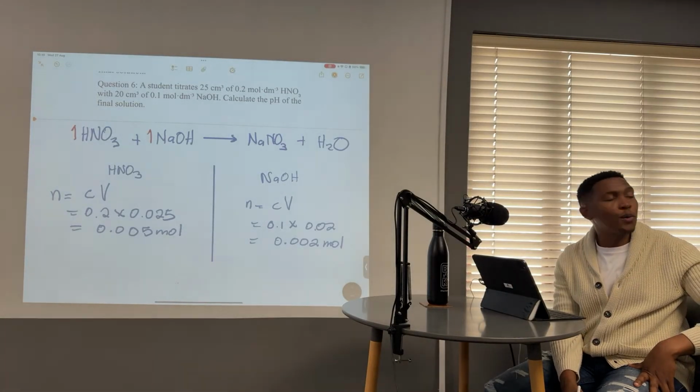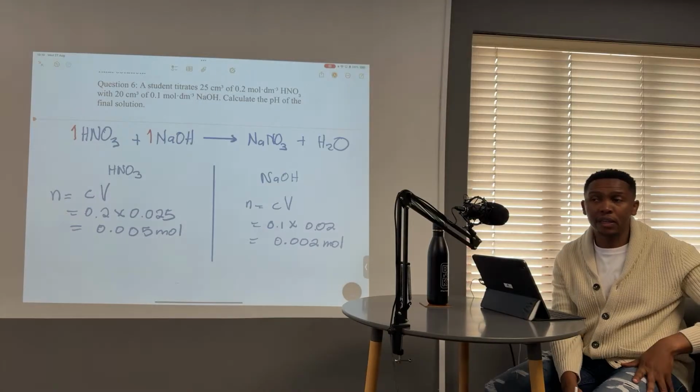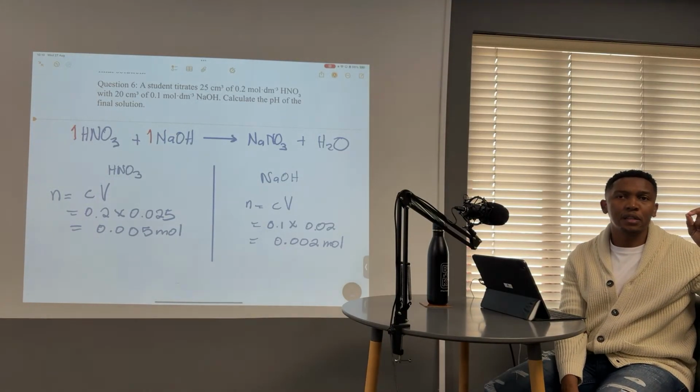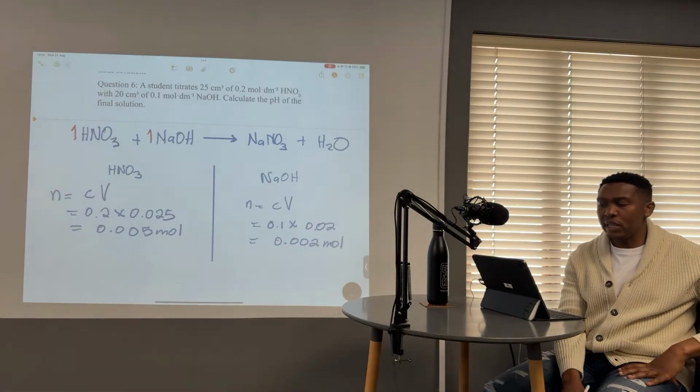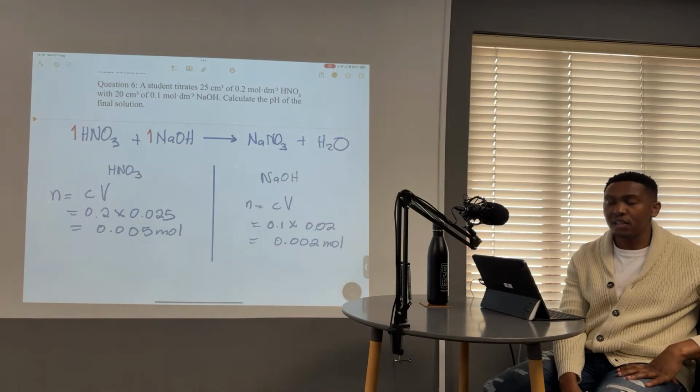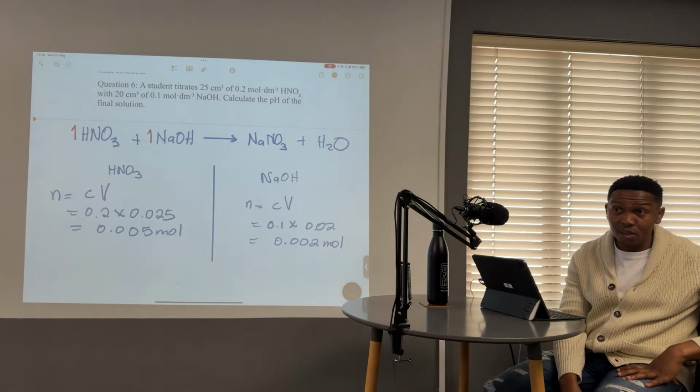Right. My question is, with the 2 that I have there, which one is our limiting reagent? Is it sodium hydroxide or nitric acid, and why? Which one is the limiting reagent? Nitric acid, is that what you say?